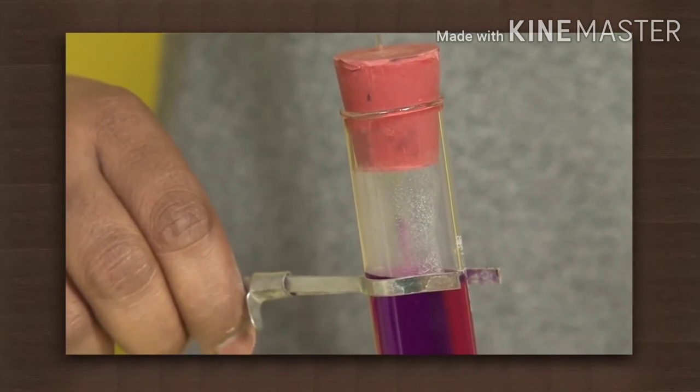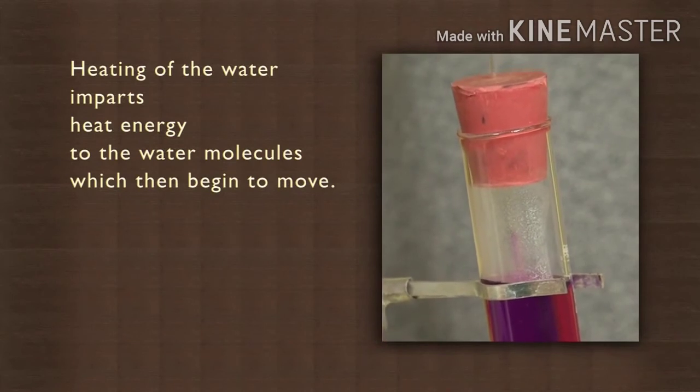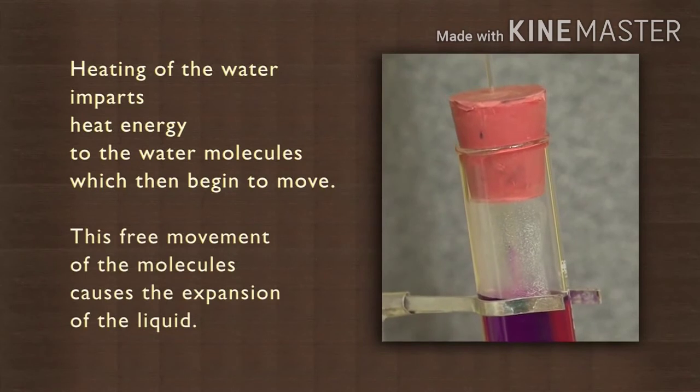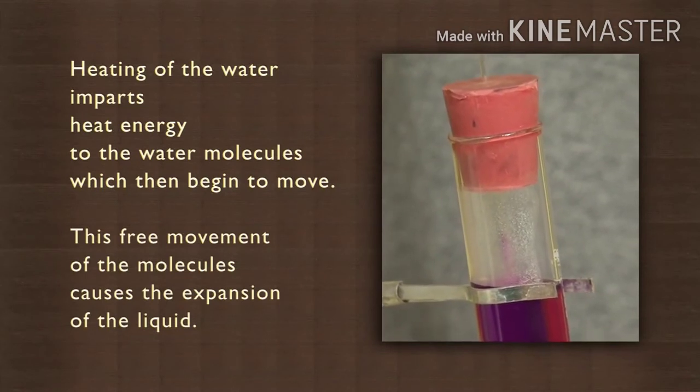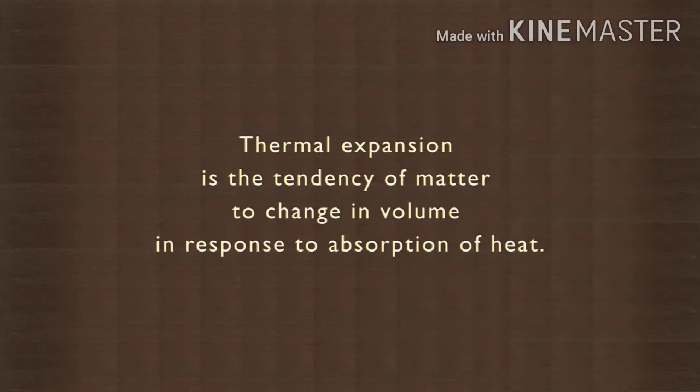Why does this happen? Heating of the water imparts heat energy to the water molecules, which then begin to move. This free movement of the molecules causes the expansion of the liquid. This phenomenon is called thermal expansion. Thermal expansion is the tendency of matter to change in volume in response to absorption of heat. Thermometers work on this principle. The mercury in the bulb expands when heated, which can be read on a scale. Have you tried checking your temperature using the thermometer?